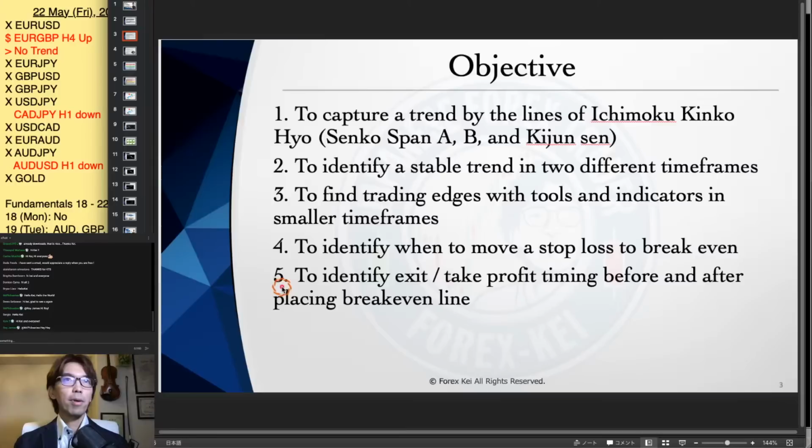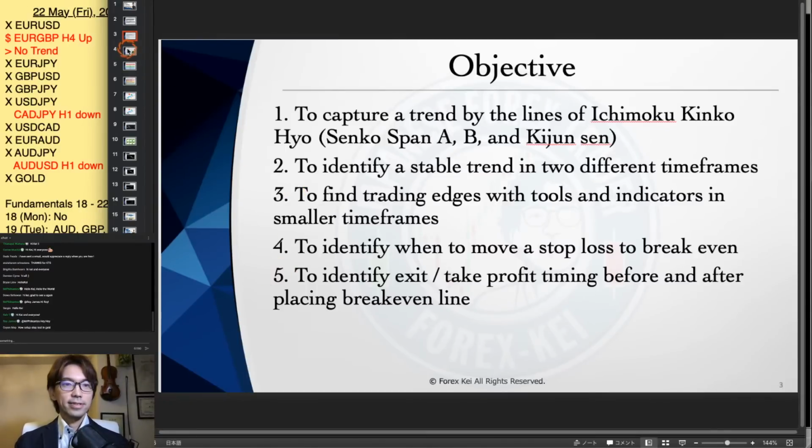And also the fifth part, the last objective on this KTS, is to identify exit timing and take profit timing before and after placing break even. So the strategy of when exactly to exit before and after placing the break even should be different. So I will show you exactly how it's different in my trading strategy, and I will show it to you on this PDF.